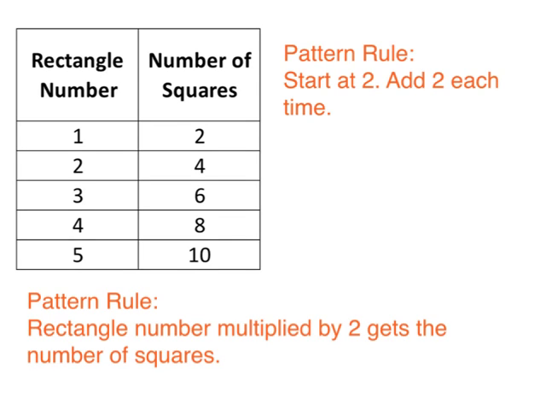So another pattern rule that fits this table is to take the rectangle number and multiply it by 2. 1 times 2 is 2. Let's see if it works for the other ones. 2 times 2 is 4. 3 times 2 is 6. 4 times 2 is 8, and 5 times 2 is 10. So this pattern rule works as well. So either pattern rule will work.